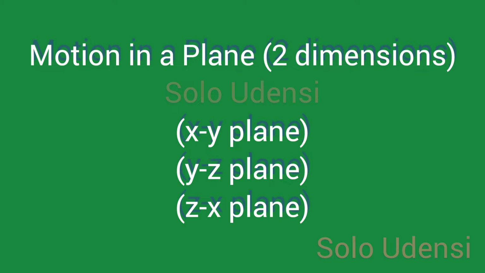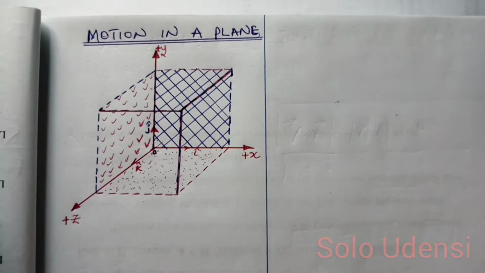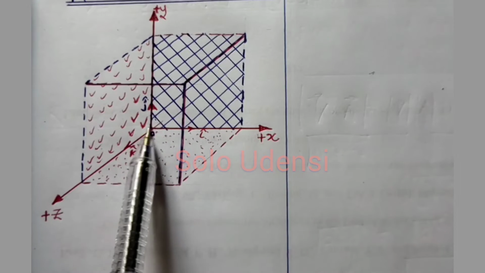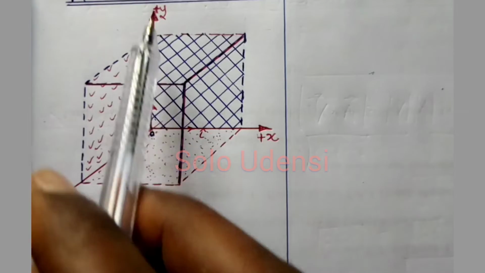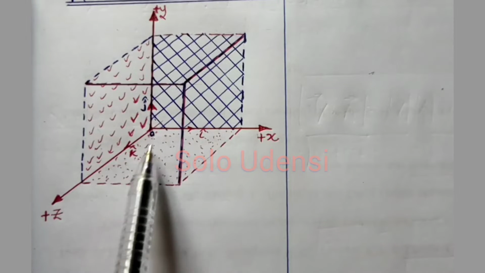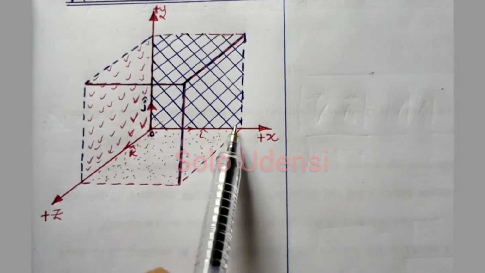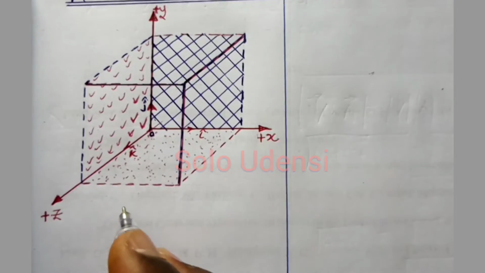Motion in a plane. During the last videos, we have been working on motion in one dimension. Today, we are going to see motions that do not only go along the x or y or z axis, but in a plane. For instance, this hatched plane is an xy plane.